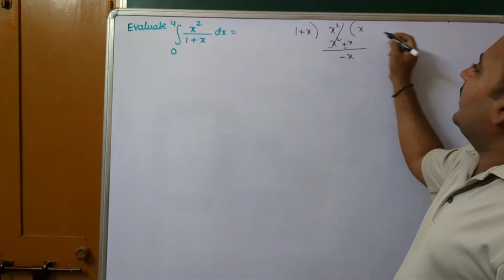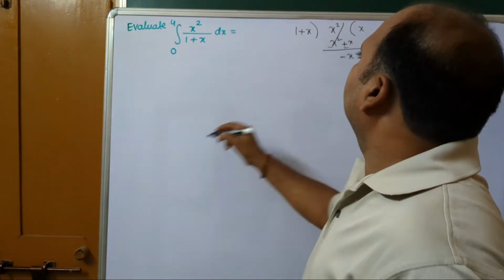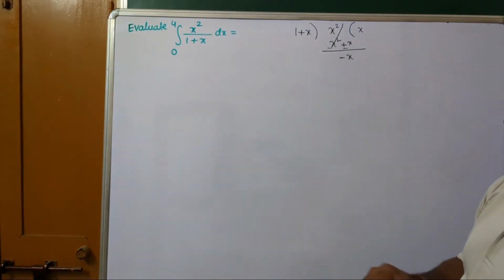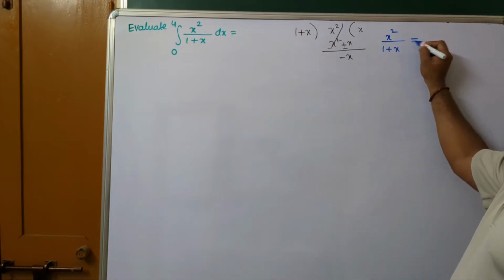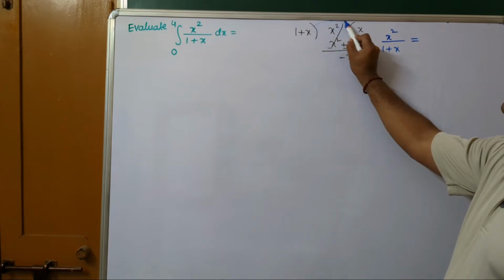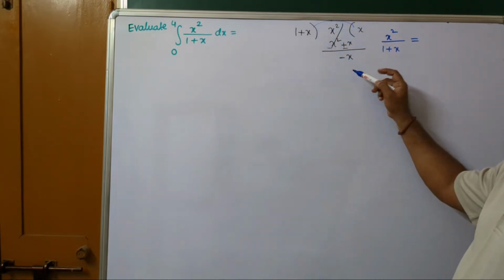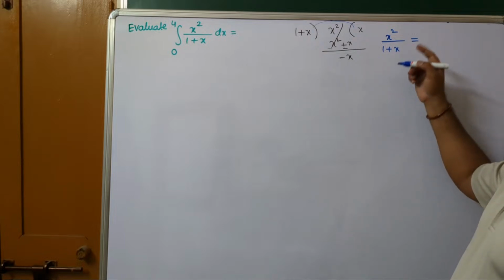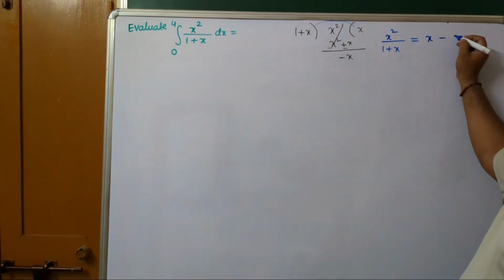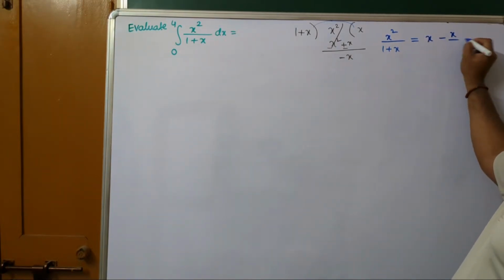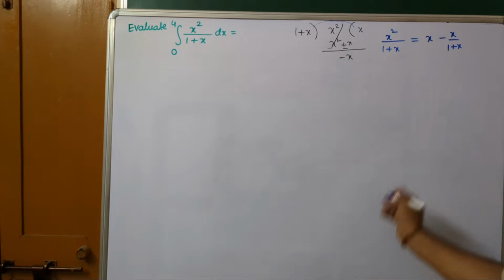So x square by 1 plus x we can write it as, product of these two, after that we can do this. Otherwise, like a mixed fraction, x minus x by 1 plus x. This is the way also you can do that. But the meaning is also you will get it as x square by 1 plus x only, dear students.